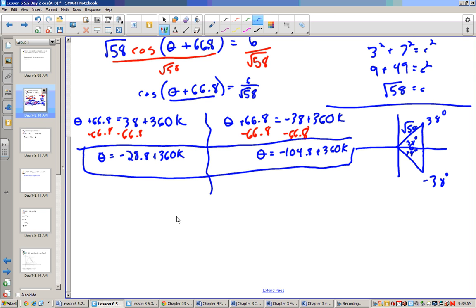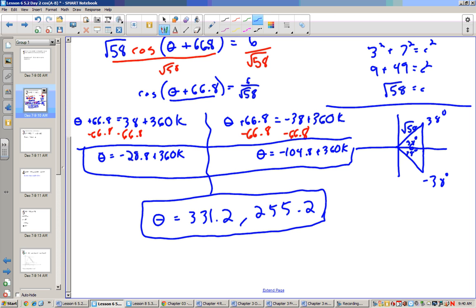Now let's go back and find the specific solutions between 0 and 360. Neither of those two solutions work very well for us because they're both below 0. But if I take negative 28.8 and add 360, I have 331.2. If I take negative 104.8 and add 360, I get 255.2. And those values, if I add or subtract 360, will be out of our desired range. So here are our specific solutions, and up here are our general solutions.